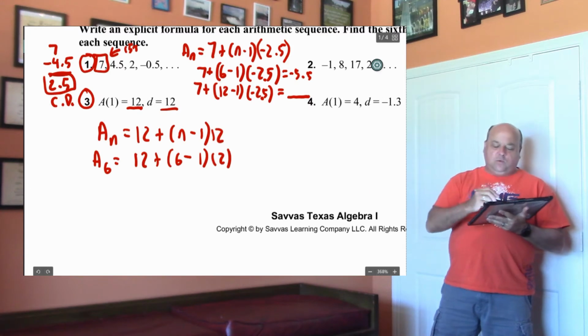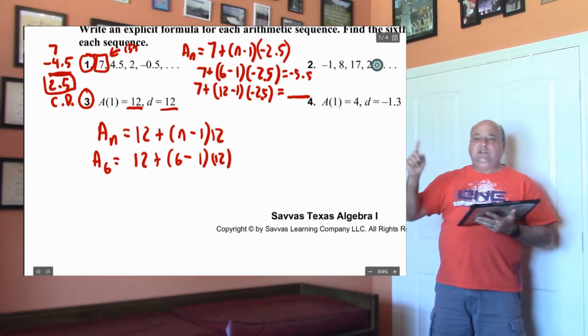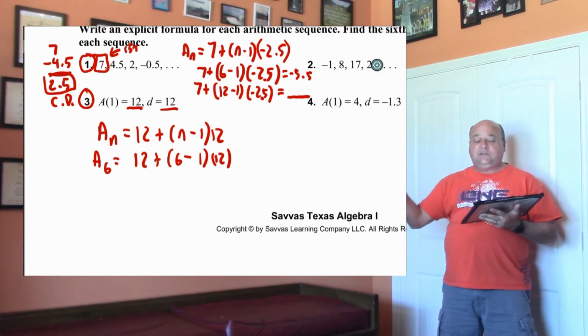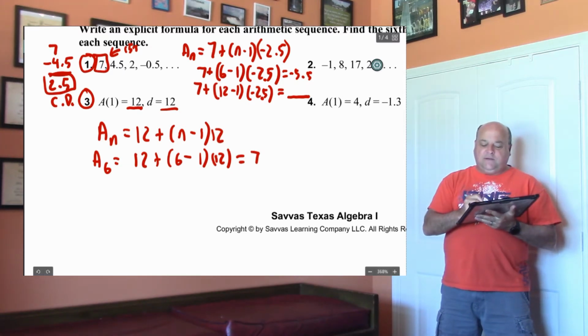So 6 minus 1, oh, let me put a 12 in here. 6 minus 1 is 5. 5 times 12 is 60. 60 plus 12 is 72.